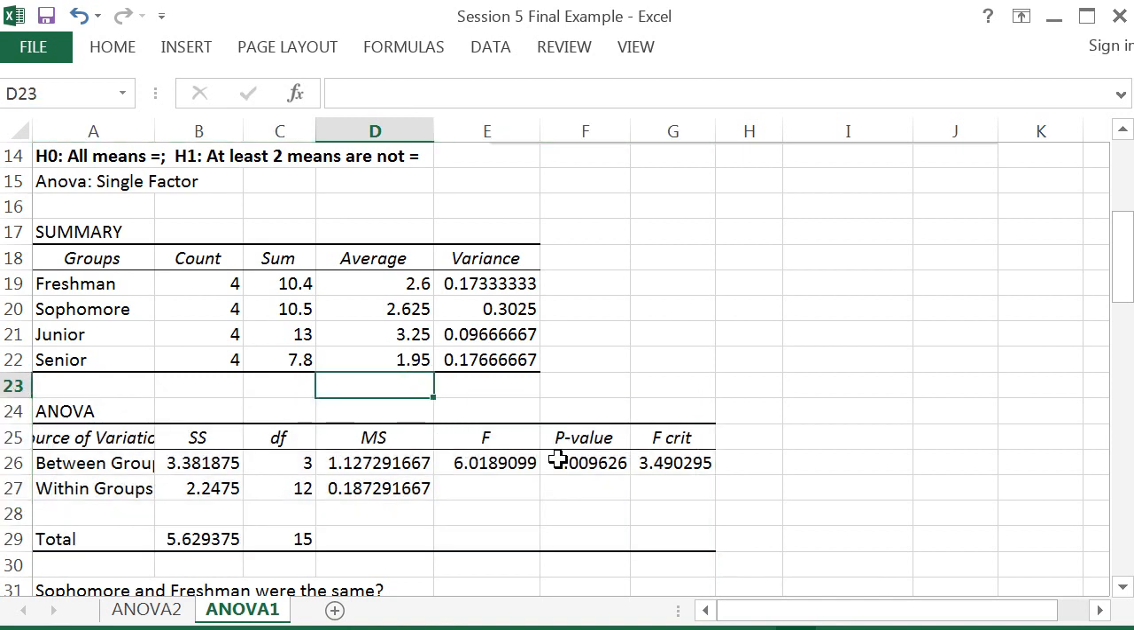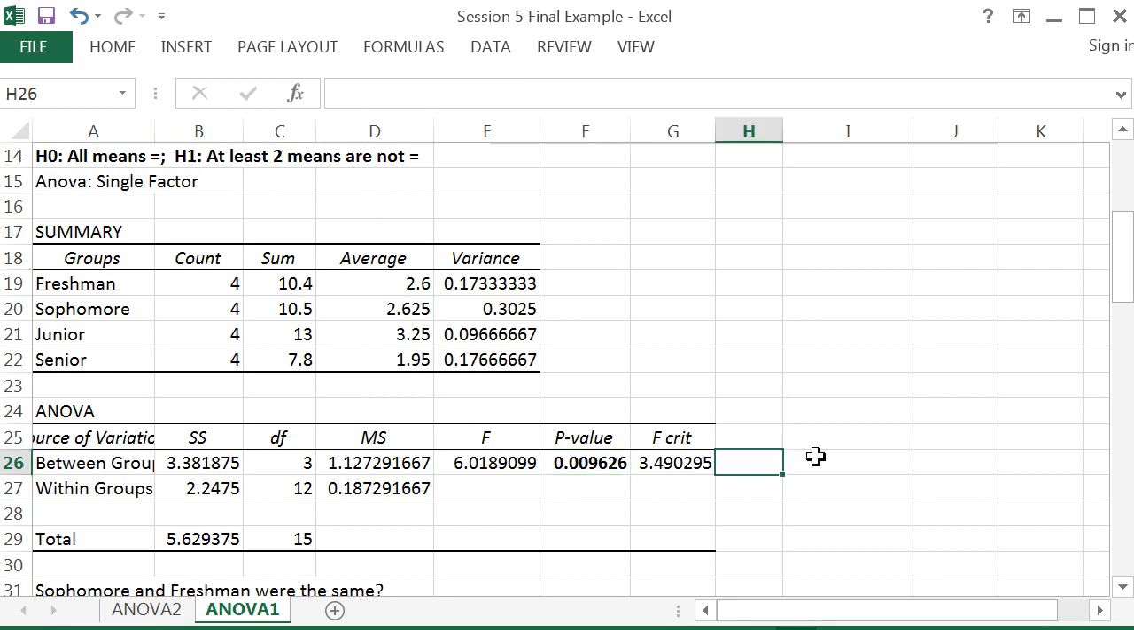So what's important out of the ANOVA? Well, we look at our p-value here. I'm going to put that in bold, and that p-value of 0.0096, that's really a lot less than 0.05. So that is statistically significant. We're going to reject the null hypothesis that all the means are equal, and we're going to conclude that at least two means are not equal.